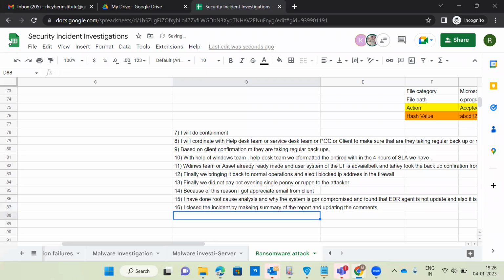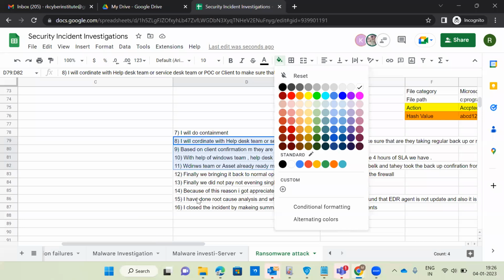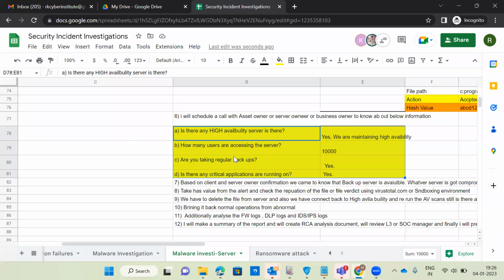So what is the main point here? Almost all the investigations are similar, guys. Maybe only one or two things are a little bit complicated. What is that complication or difference? Here we have to remember the backup. In the malware investigation side, we have to remember whether a high availability server is there or not, if it is server level, and also whether they take regular backups. In the malware investigation side, it is just containment. There is no need to take care of any backup and so on. It just got compromised, so it has not encrypted the files.